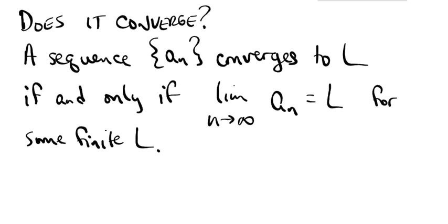Okay? So I could give you an epsilon delta definition here, but I'm not going to do that. I'm just going to say that a sequence converges if and only if the limit as n approaches infinity of the terms is L. So let's play everybody's favorite game, Does It Converge?